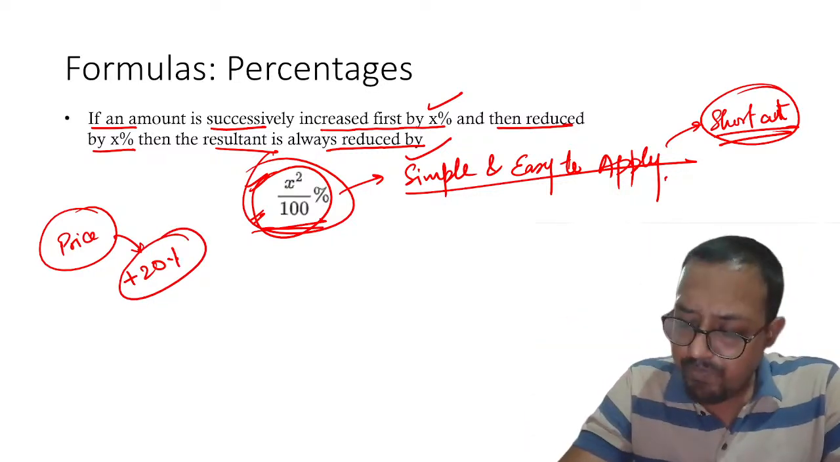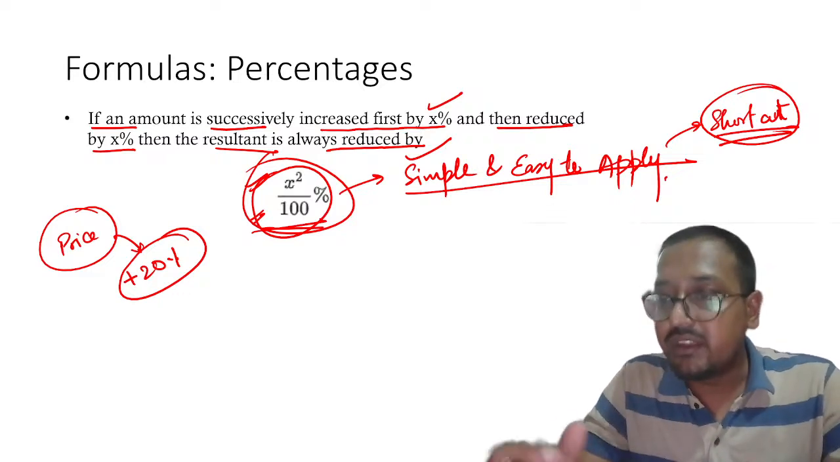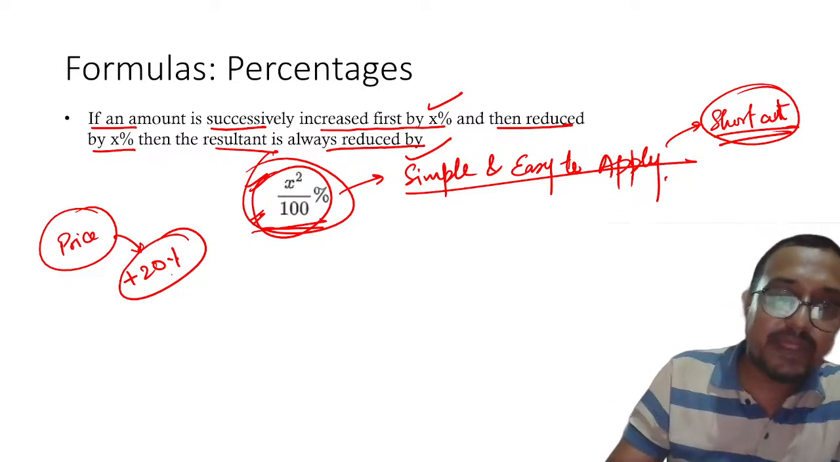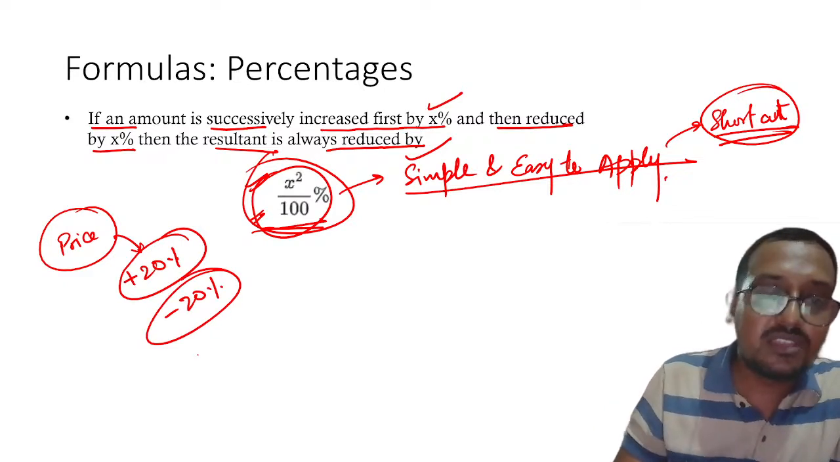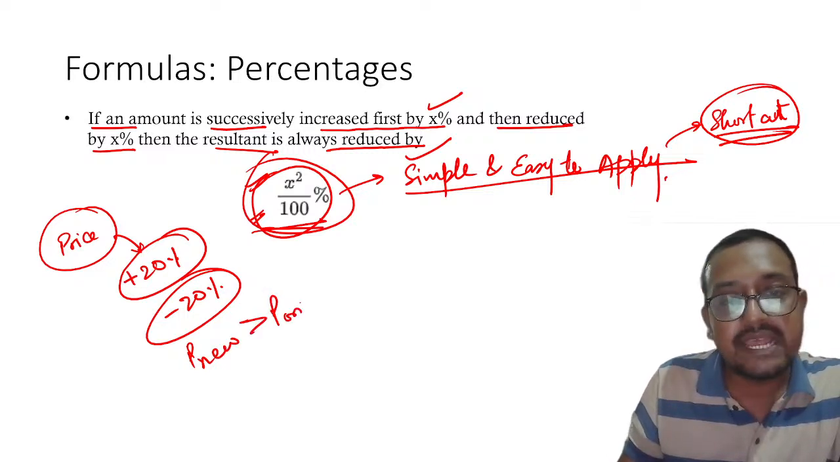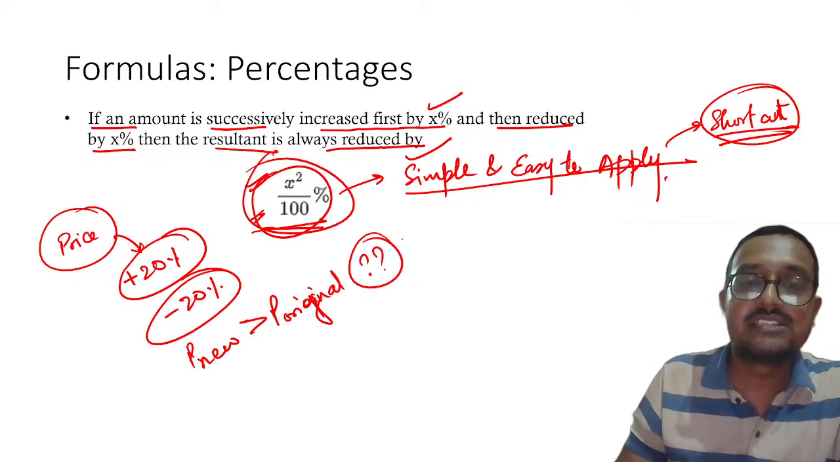Understood? Next day, due to too much dumping or maybe bursting of a bubble, the prices fell by 20%. Now tell me, is the new price more than the original price or not? Which is written, is it true or false?